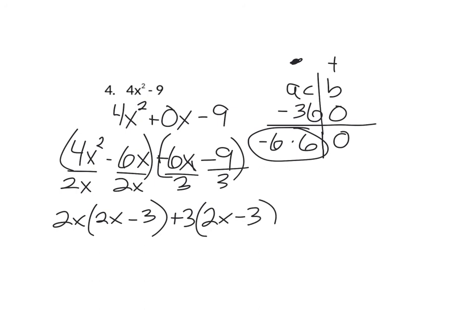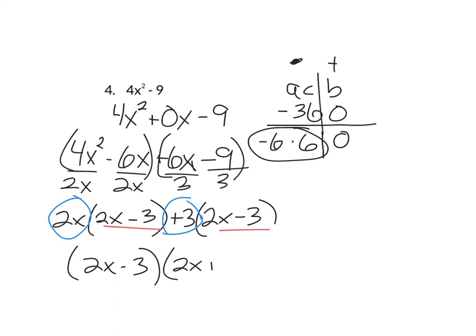Okay? So, same thing. They're the same, which we want. We love that. And then those are also going to be a binomial. Okay, so 2x minus 3 is 1. 2x plus 3 is the other.